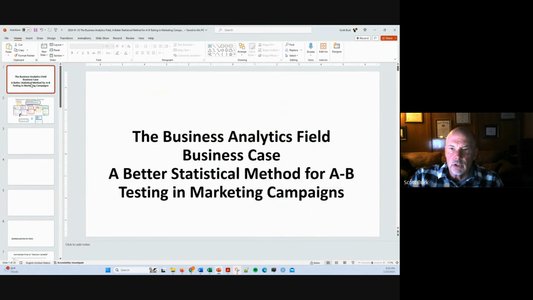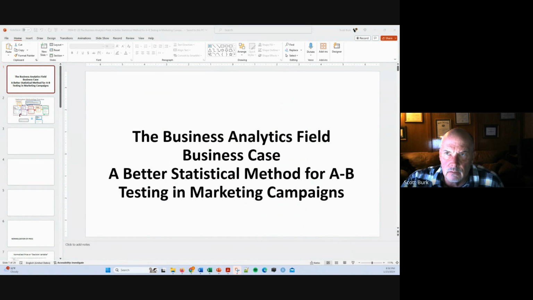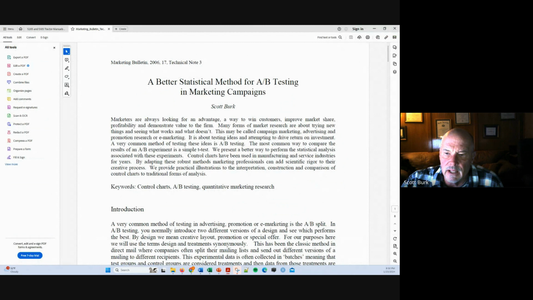So what I thought I would do, I found an old paper that I'd done a few years back, actually, several years back, but it's still very pertinent for a couple of different reasons. So I thought I would just speak a little bit to that paper and what I did.